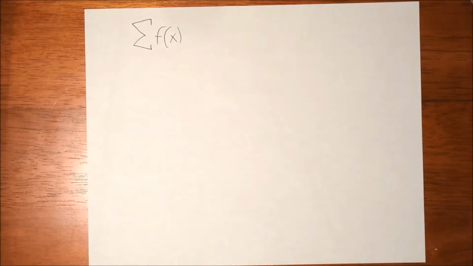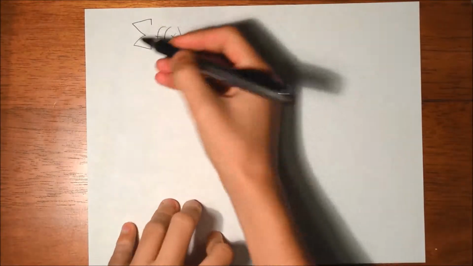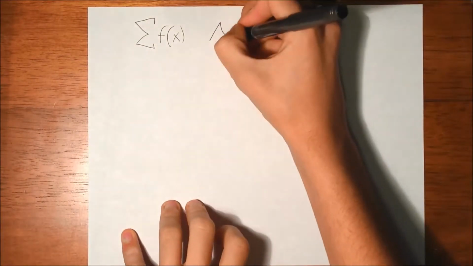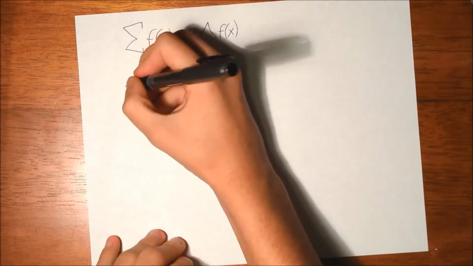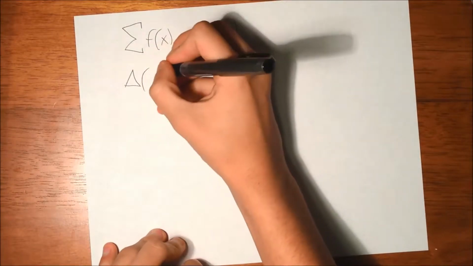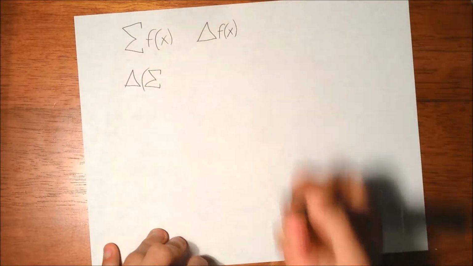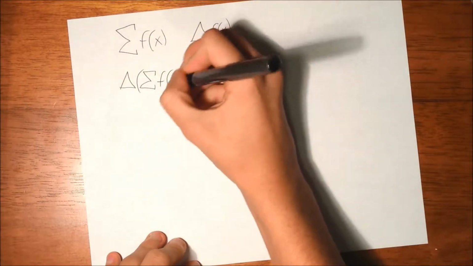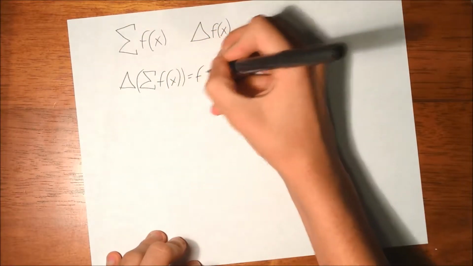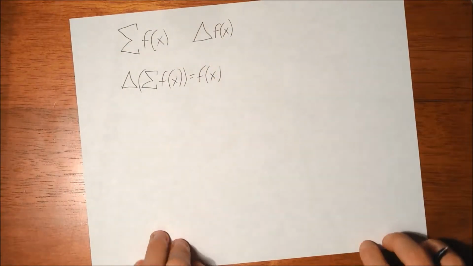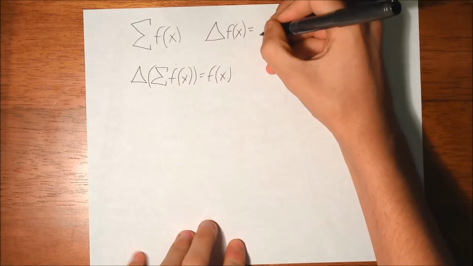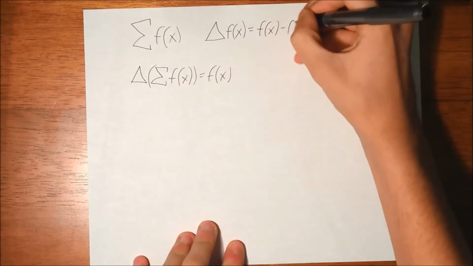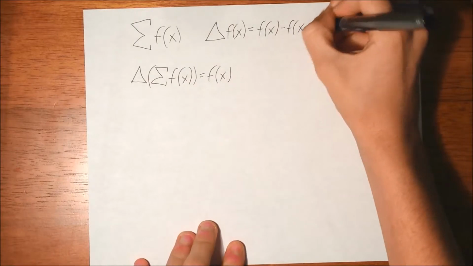And one symbol I'm going to use a lot throughout the video is obviously the sigma for summation, but also delta. Okay, now delta is defined such that the delta of the summation of f of x is just equal to f of x. And as shown in my video about the generalized theorem of calculus, this is just equal to f of x minus f of x minus 1.